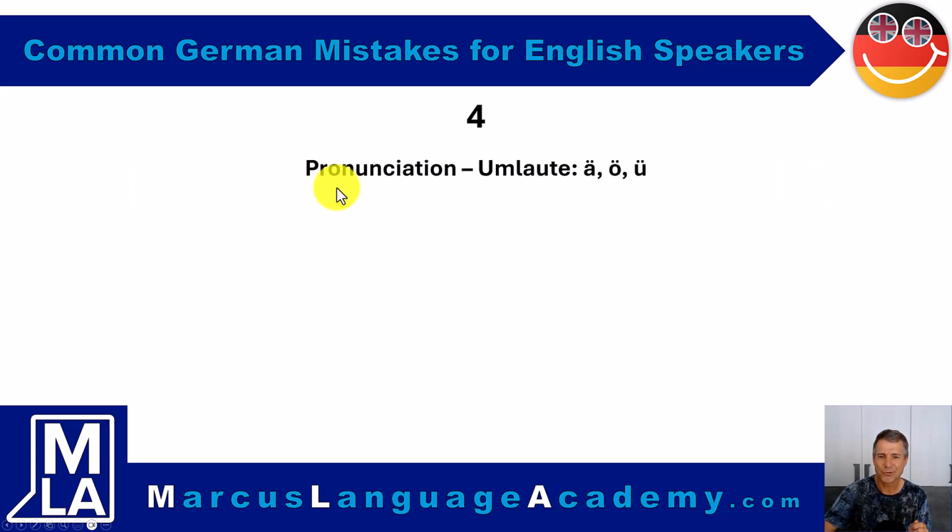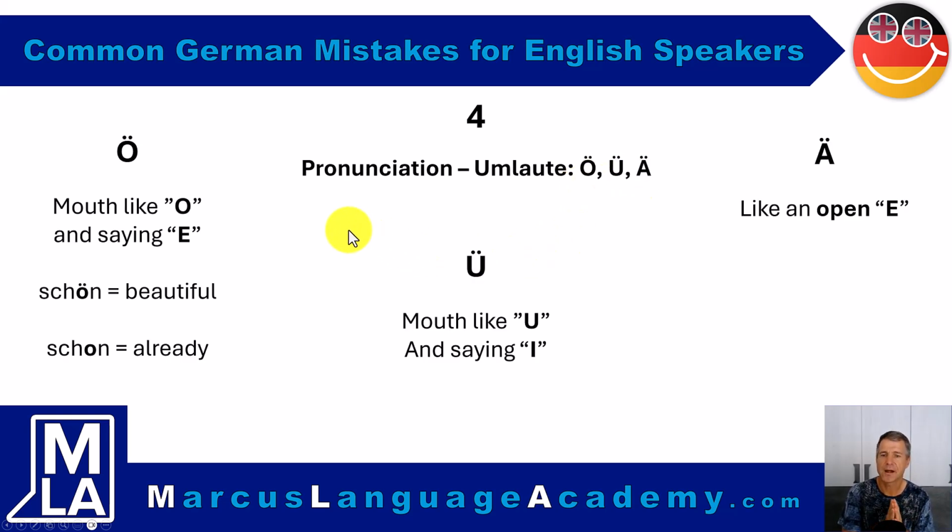Finally, let's talk about pronunciation, especially those umlauts. The umlauts ä, ö, ü can be tricky, but they are crucial for being understood. For example, "schön," which means beautiful, is very different from "schon," which means already.